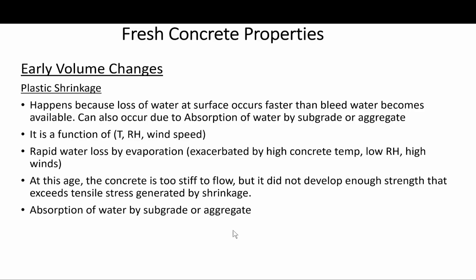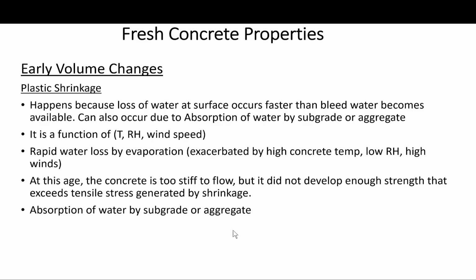Okay, before we address them, it is really better to prevent them. So prevention is the best cure. Why do they happen? They happen because loss of water at the surface of the concrete occurs faster than the bleed water becomes available. You remember we talked about bleeding? It also can occur due to absorption of water by subgrade or aggregates, and that will cause volume reduction. It is a function of temperature, relative humidity, and wind speed, as we're going to see in a bit.